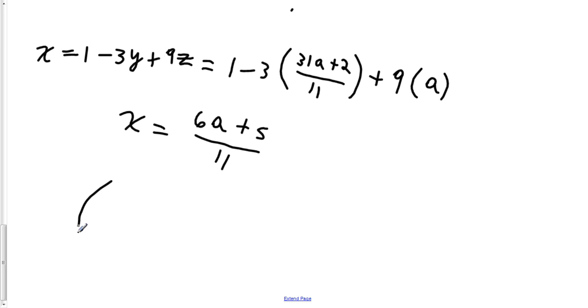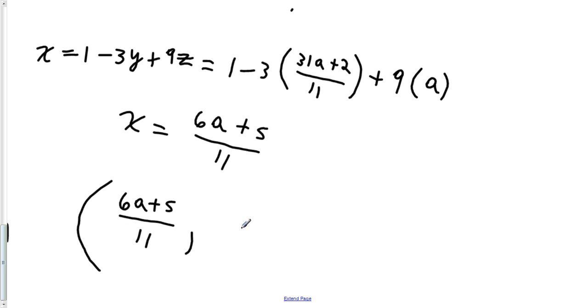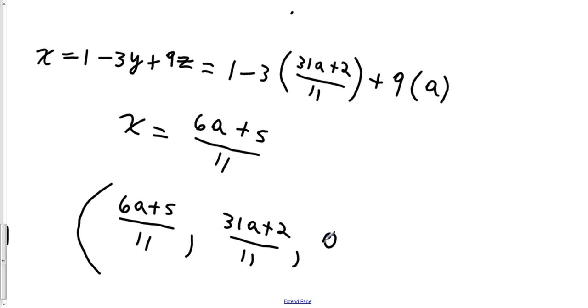So there I have all my values. I have my ordered triplet. It's going to be 6a plus 5 over 11 for the x value. The y value is going to be 31a plus 2 over 11. And the value of z, we just fixed z as the letter a. So this would be the solution set.